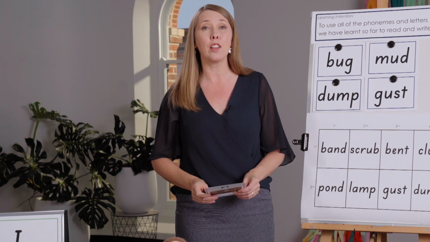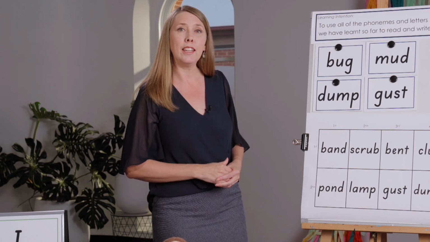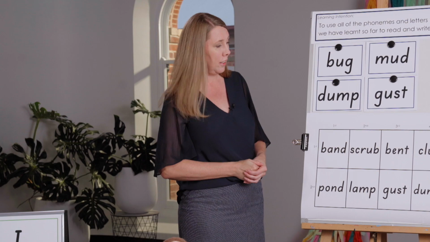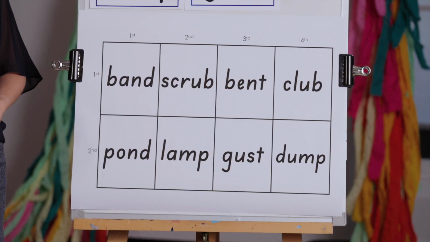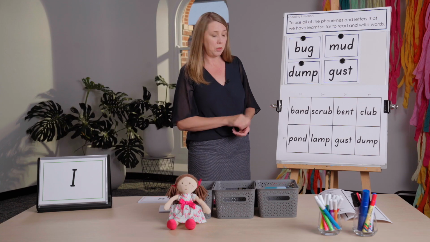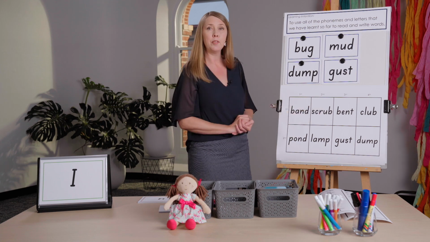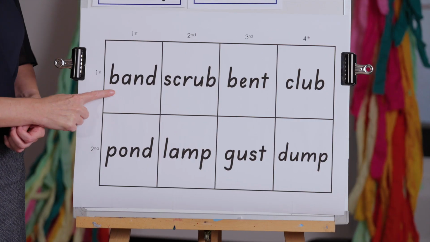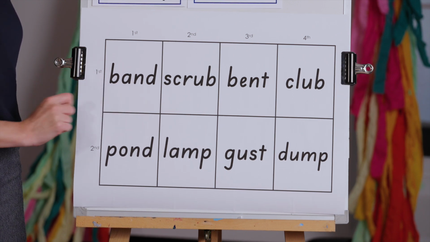Excellent work. That is a lot of graphemes that we now know. On our chart here, we've got lots of words that we have already learnt how to read, and they have lots of the graphemes in that we have learnt as well. Let's read the words starting with the first row. This is the first row here. Are you ready? B, A, N, D, band.